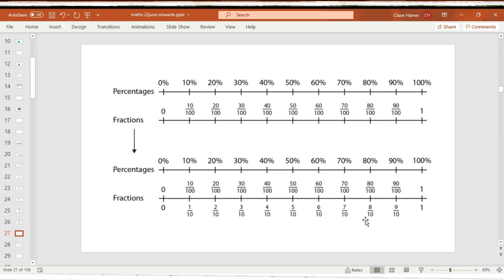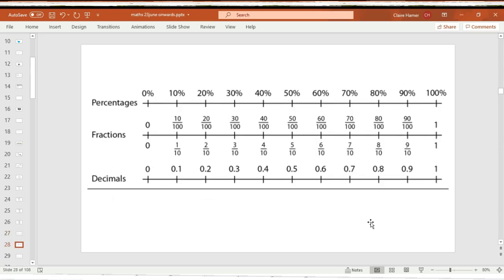So 8/10 is equal to 80%. What would the decimal equivalent be to 80%? 0.8. Wonder if you got that before I revealed it on screen. Might be a good idea to add this to your notes because this will help you later on in our future sessions because we will be working out percentages of amounts.